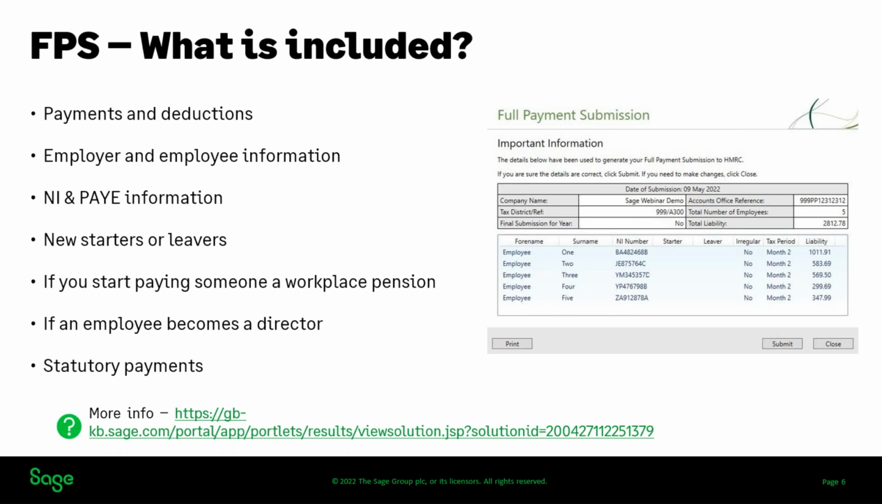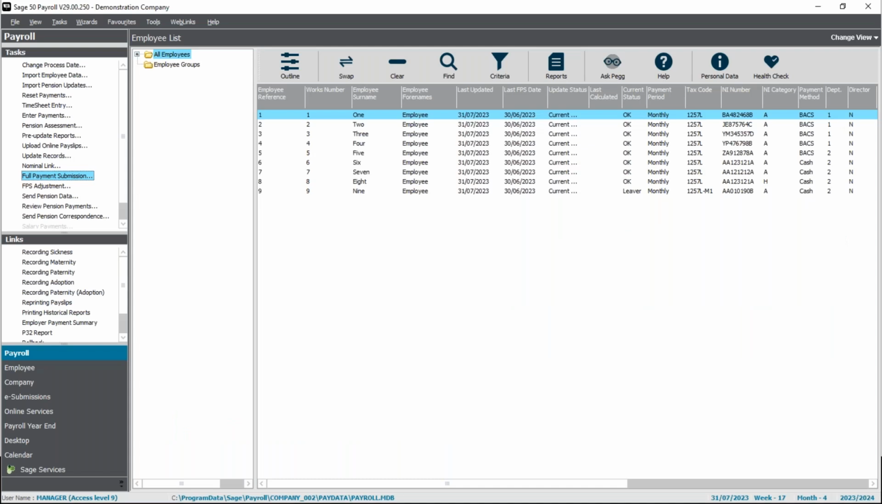So what we'll do now, I'm going to bring up our Sage 50 payroll program, because we're going to jump in and have a look at an FPS and submit one as well. So here we are in our program. You'll notice first of all from the data on screen that we have a last updated date of the 31st of July. Now we are a monthly payroll here, but you'll notice the last FPS date is June. So that's how you can recognize when the last FPS you sent was. You have a column here with last FPS date.